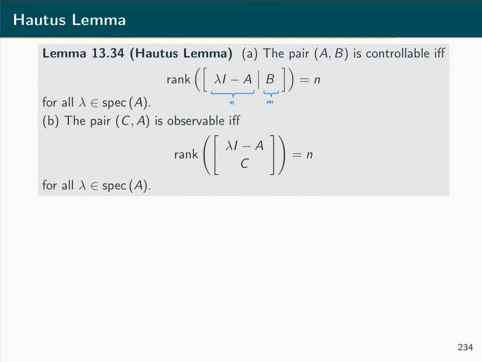For the observability in part B, it states that the pair C, A is observable if and only if the rank of this matrix is equal to n, where the first n columns of this matrix are made up by lambda I minus A, and the next p columns are made up by the matrix C, and this rank condition must hold for all eigenvalues lambda of A.